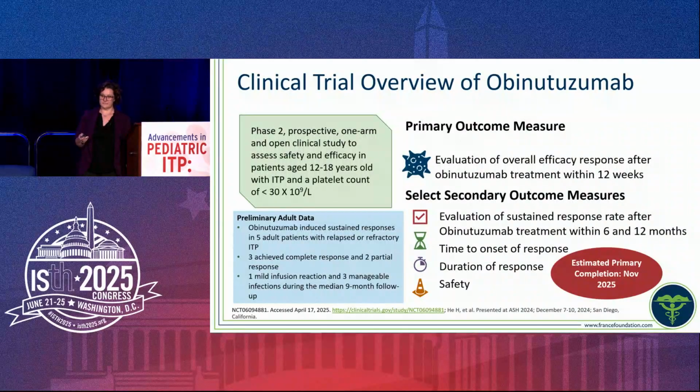So in the adult data, there's some preliminary data available showing sustained responses in patients who had relapsed or refractory ITP with 3 complete responses and 2 partial responses. Infusion reactions are pretty common with obinutuzumab, like rituximab, especially with the first dose. And so those were manageable. And then there were 3 infections in the 9-month follow-up period post-obinutuzumab infusion. So we'll see what that looks like for at least our adolescent patient population.